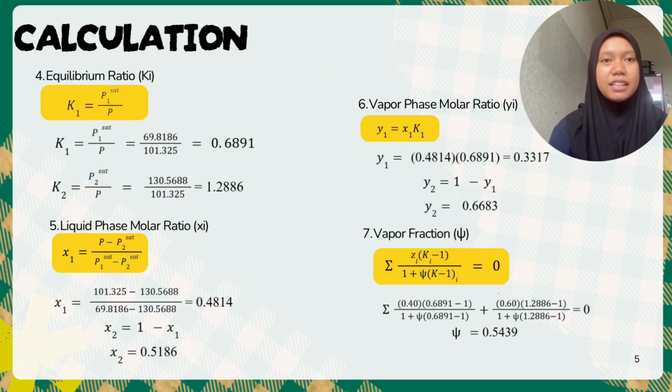The added heat drives more volatile chloroform into the vapor at 66.8%, leaving behind an ethanol-enriched liquid phase. Solving Rachford-Rice gives a vapor fraction of 0.54. We successfully vaporize over half the feed.